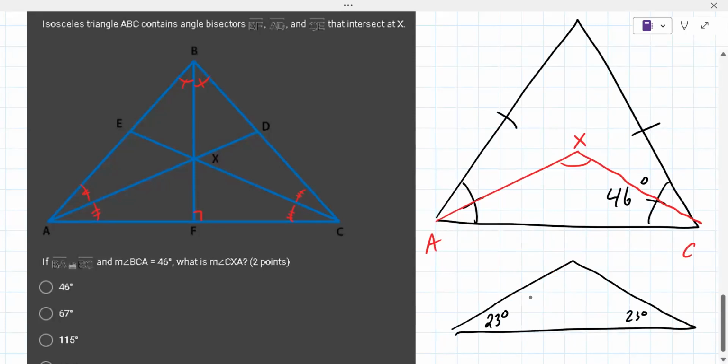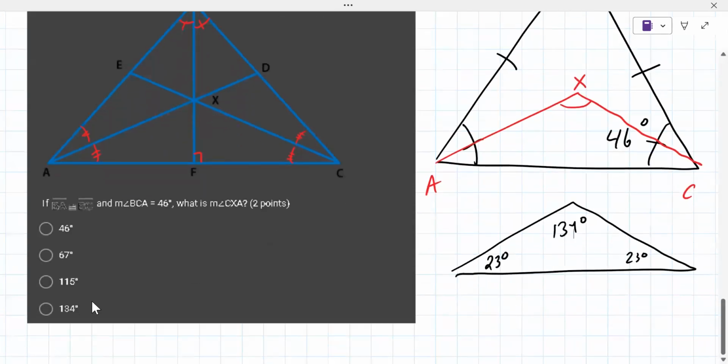So what do the three angles add up to in a triangle? 180. So you have to add these up, and it becomes 180. It would be 134. Yes. And hopefully that's the last answer. There it is. Good.